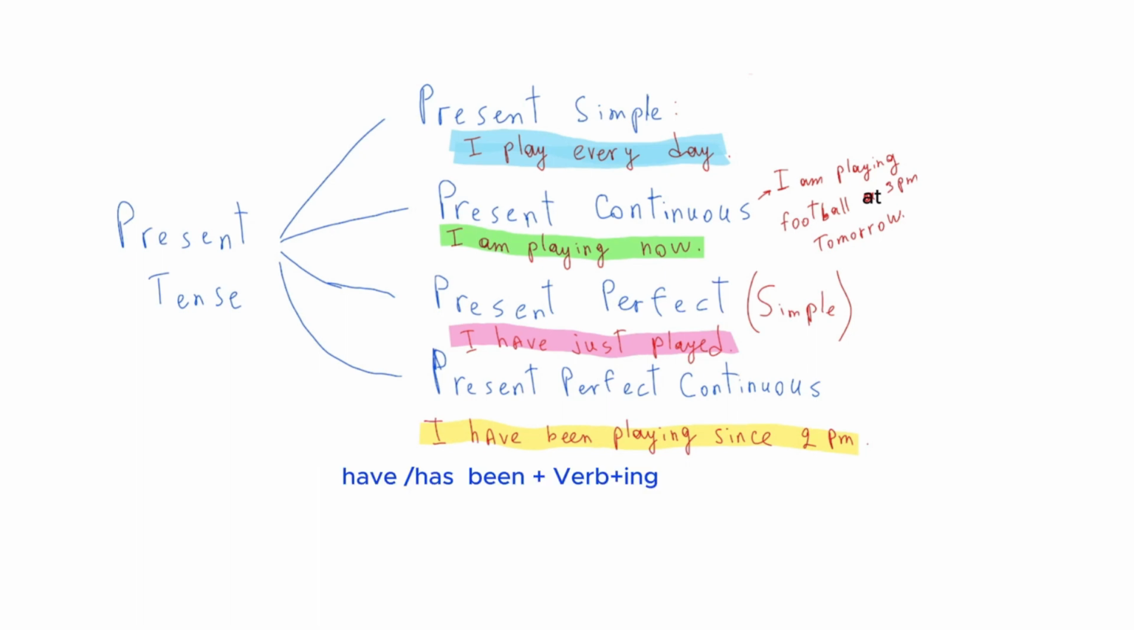Now, present perfect continuous, as you can see, have been. And because it's continuous, whenever we've got continuous, guys, we should have ing, right? As you can see here, present continuous, and we've got ing. So present perfect continuous: because the present perfect, I say have been, then continue playing. What does it mean? I have been playing since 2 p.m.